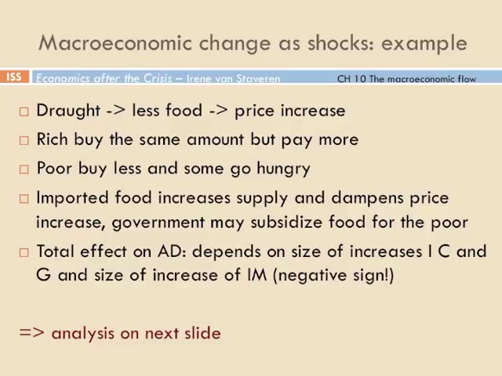The total effect on aggregate demand depends on the size of the increases in consumption and in government expenditure, for example on subsidies for the poor, and the size of the increase of imports. Remember, the more imports, the lower the value of aggregate demand, so it has a negative sign.